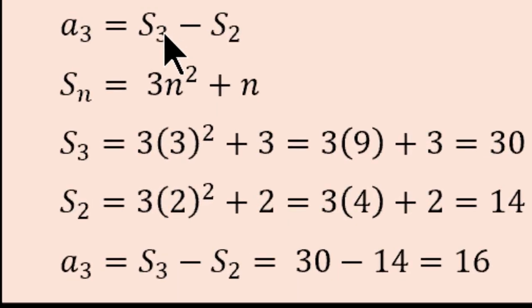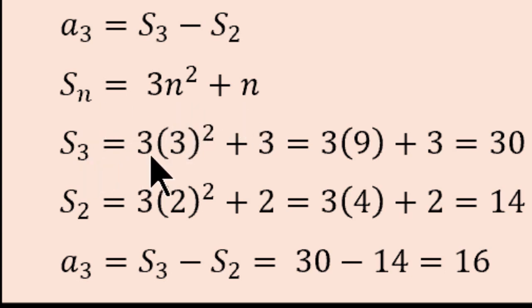ಥರ್ಡ್ ಟರ್ಮ್ ಅಂದರೆ ಏನು? Third term can be written as sum of 3 terms minus sum of 2 terms. ಕರೆಕ್ಟಾ? Sum of 3 terms ಅಂದರೆ 3ನೇ ಟರ್ಮು ಸೇರುತ್ತೆ. Sum of 2 terms ಅಂದರೆ it doesn't include the third term. So the difference between sum of 3 terms minus sum of 2 terms is actually third term. So now let's find out. We know the formula. We'll just find out.